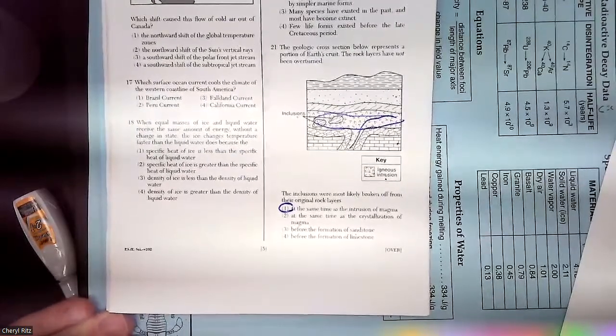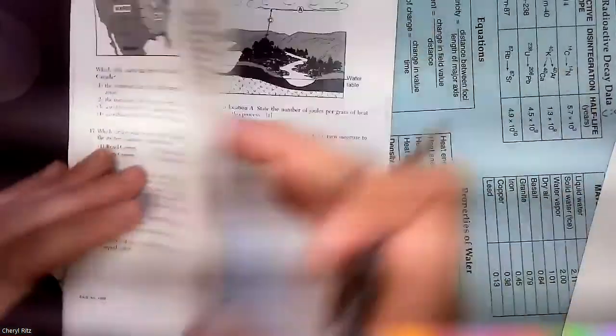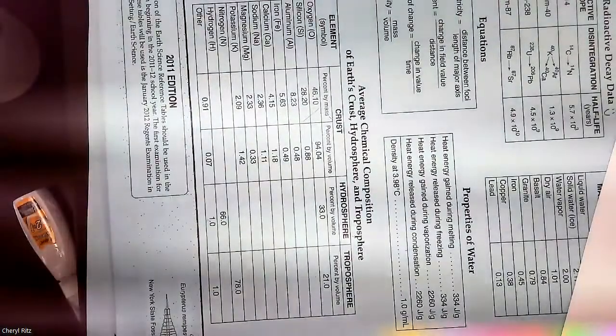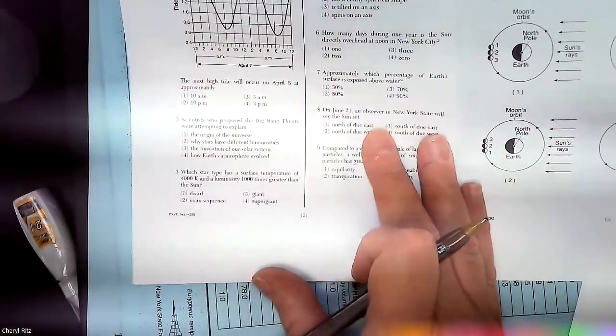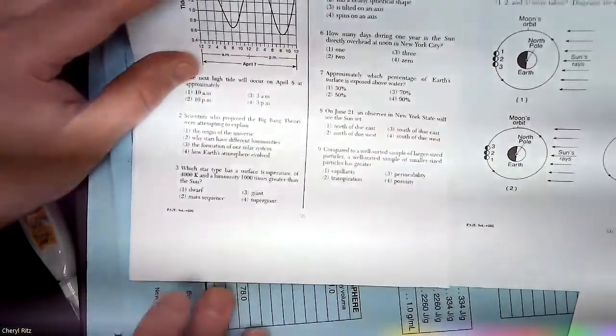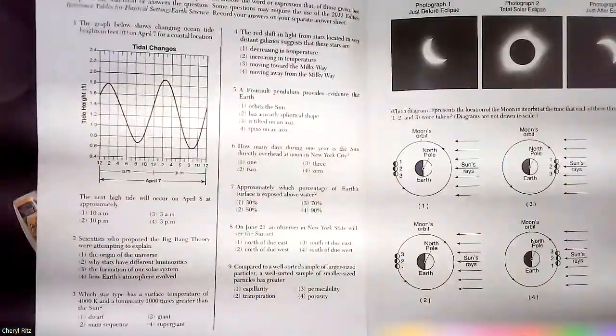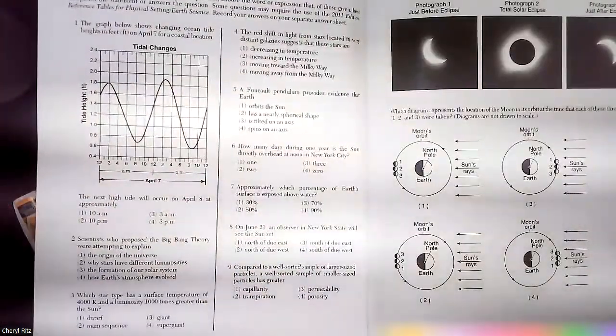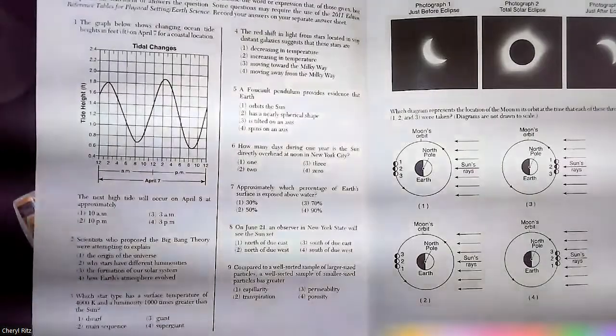Ted, which one do you want me to go over? 3. 3, which type of star has a surface temperature of 4,000 Kelvin and a luminosity 1,000 times greater than our sun? So did you guess? Yeah, this is a question when you're like, what the heck? Who cares? I don't know the answer. I'm not on Jeopardy. Why would I know this?